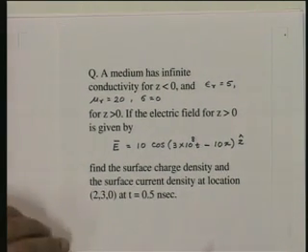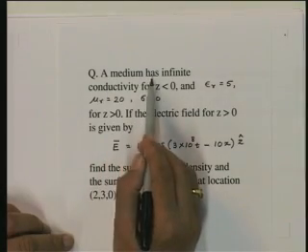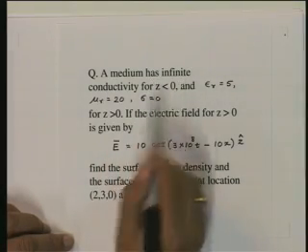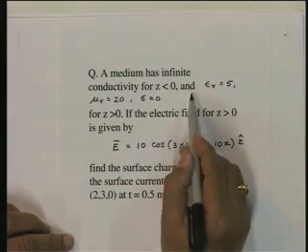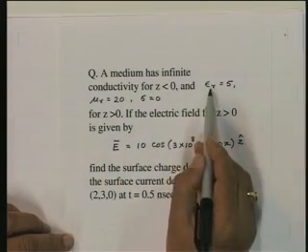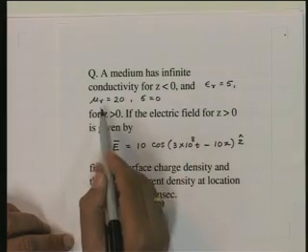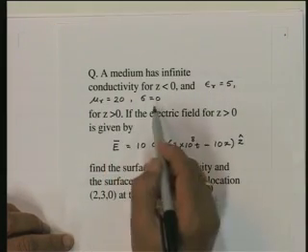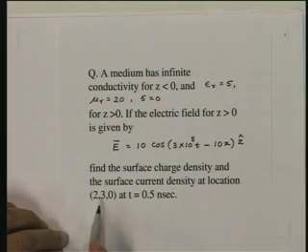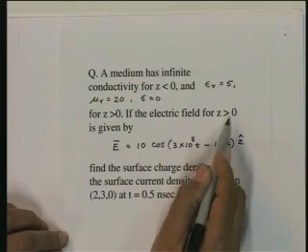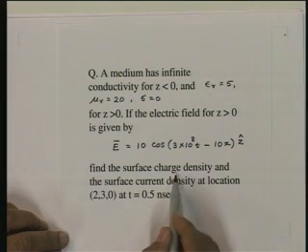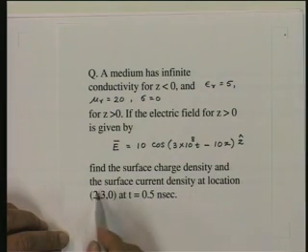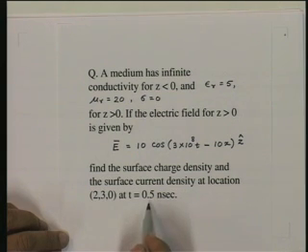So, let us consider now a problem that there is a medium which has infinite conductivity for z less than 0, and for z greater than 0 we have the dielectric constant which is 5, relative permeability which is 20, and the conductivity is 0. If the electric field for z greater than 0 is given by this time varying field, find the surface charge density and the surface current density at location 2, 3, 0 at t equal to 0.5 nanoseconds.